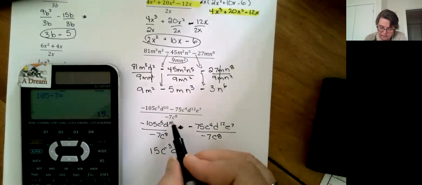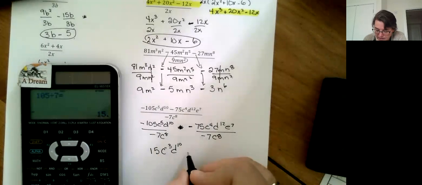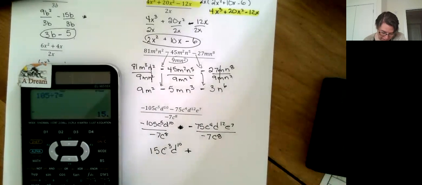And we'll just bring the d to the 10 along because there's nothing to do with the d. Now a negative divided by a negative is positive. 75 divided by 7. Oh, better check that. No. All right.